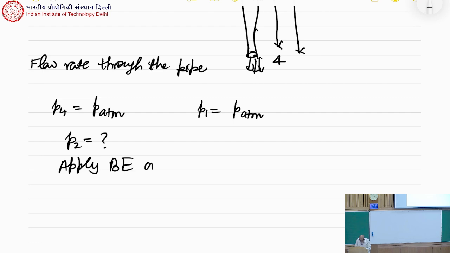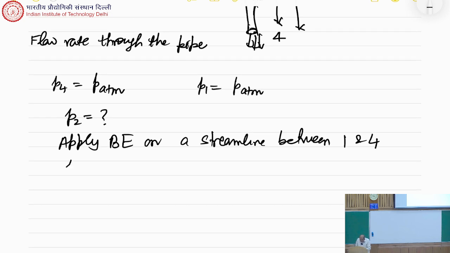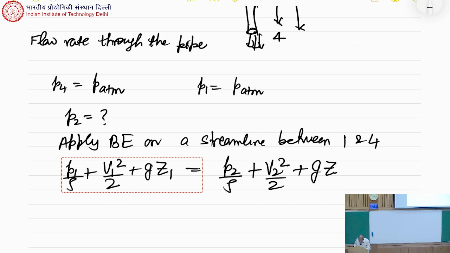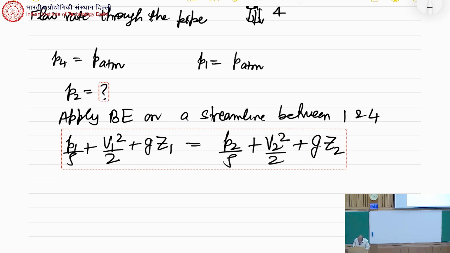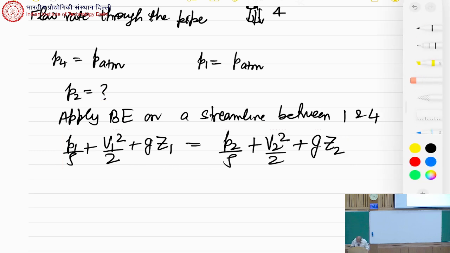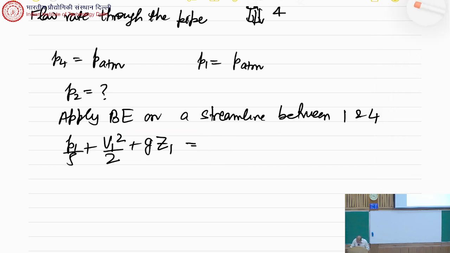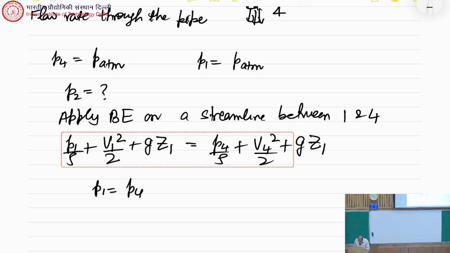So that is what you will do, apply Bernoulli equation on a streamline between 1 and 4. So P1 by rho plus V1 square by 2 equals P4 by rho plus V4 square by 2 plus the gravity terms. This is also valid between other points, but we'll apply between 1 and 4. And P1 is equal to P4 is equal to P atmospheric.